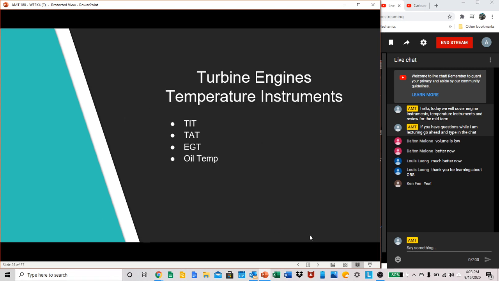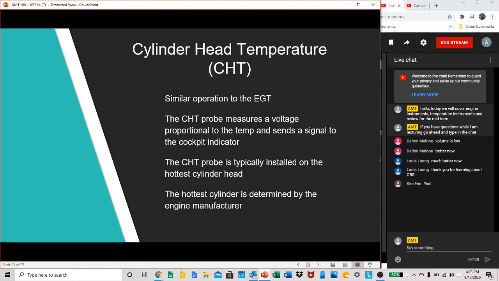Okay, so there's more information about your CHT instruments in your textbook, but you definitely want to know what CHT stands for, what it's used for, and that it's a probe type instrument that uses a thermocouple of dissimilar metals to measure a temperature.